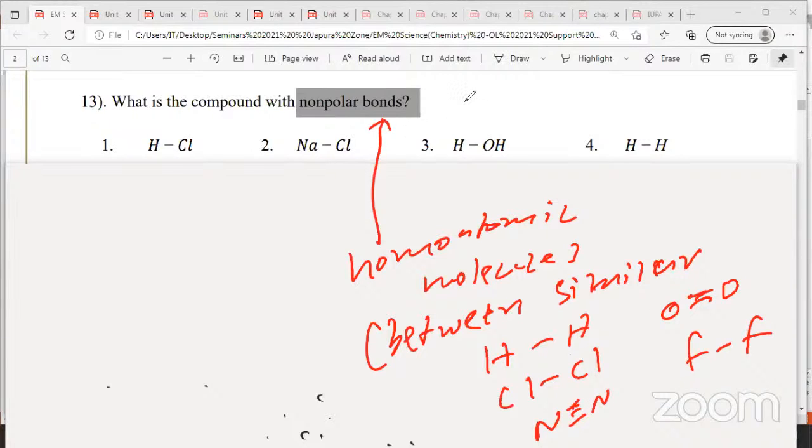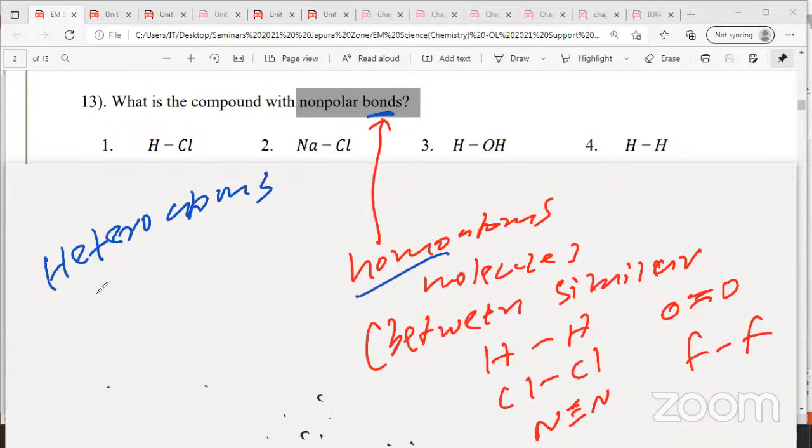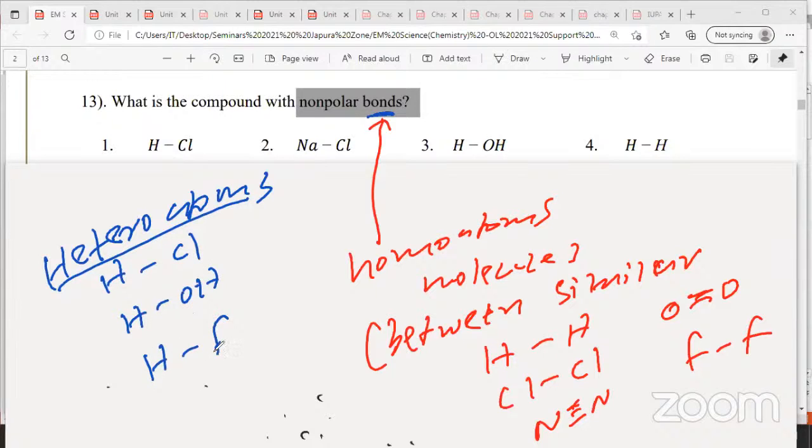Homoatoms, non-polar covalent bonds. Heteroatoms, it is always a polar covalent bond. Not the molecule, bonds. What are heteroatoms? Different atoms. Hetero means different atoms. Homo means similar atoms. Heteroatoms, for example, hydrogen and chlorine, HCl. Then if you take H and OH, this water molecule, heteroatoms. So this is a polar covalent bond. HF, polar covalent bond.